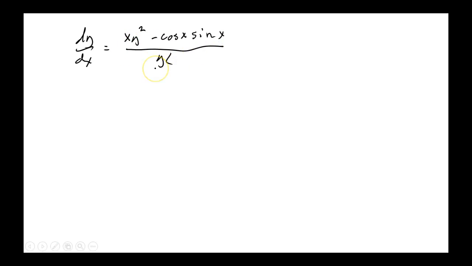Okay, so solve this. dy/dx is equal to xy squared minus cosine x sine x over y times 1 minus x squared. Okay? Given that y of 0 is equal to 2. There's your initial condition.